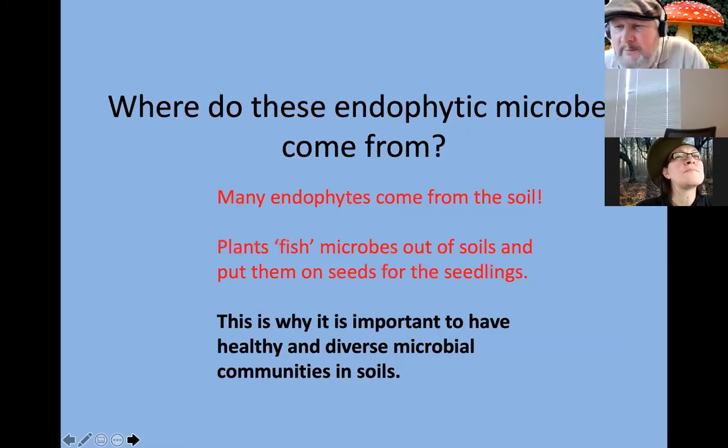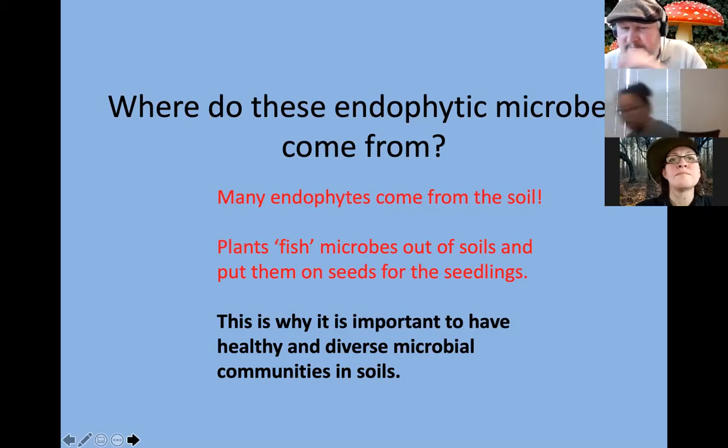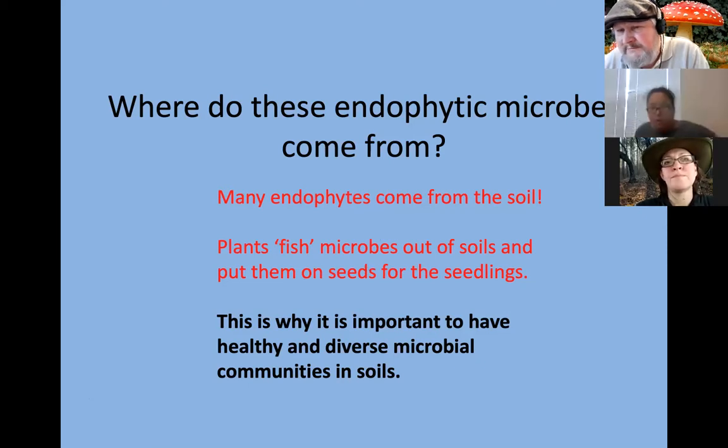Where do these endophytes come from? They come from the soil. Plants are fishing these bacteria out of the soil. They will take them out of the soil and they'll use them for acquiring nutrients. And the best ones they'll move up to the top of the plant, to the flowers of the plant, and they'll put on their seeds so that the seedlings then will have those microbes. So because plants fish these microbes out of the soil, that's the reason we want to have good, healthy soils with lots of good diversity of microbes, the right kind of microbes for plants.